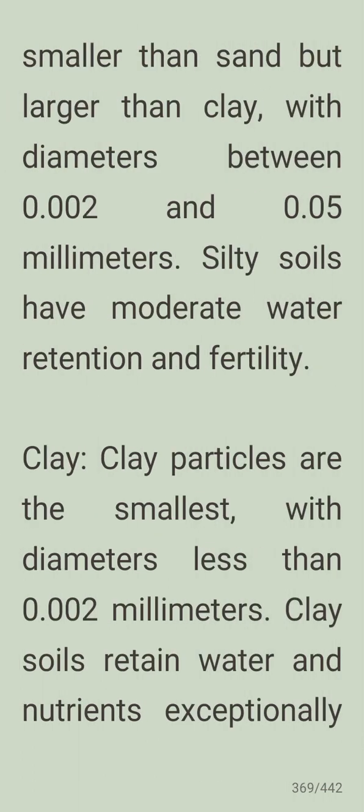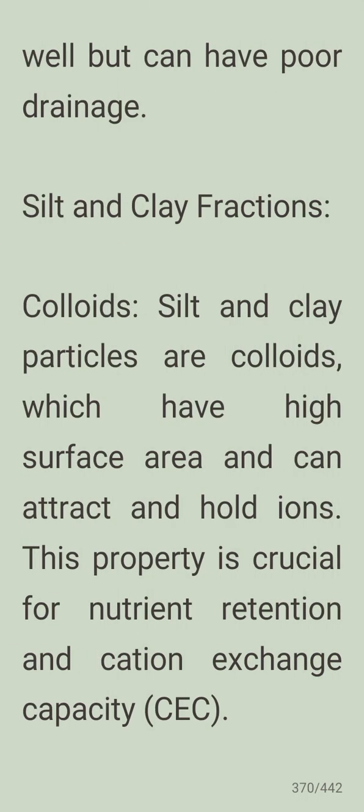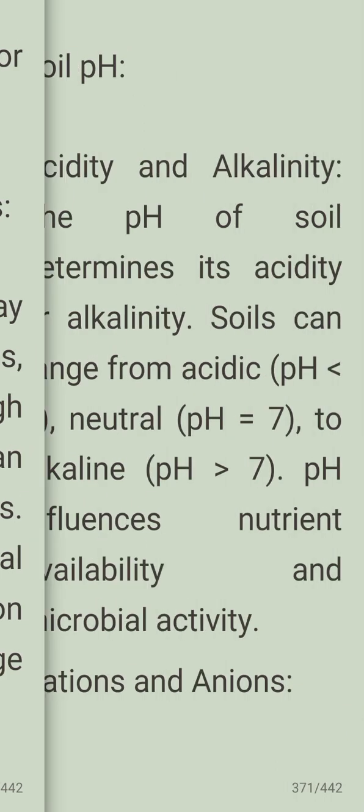Then silt. Silt particles are smaller than sand but larger than clay with diameters between 0.02 and 0.05 millimeters. So silty soils have moderate water retention and fertility. Then clay. Clay particles are the smallest with diameters less than 0.02 millimeters. Clay soils retain water and nutrients exceptionally well but can have poor drainage. Then silt and clay fractions. Colloids. Silt and clay particles are colloids which have high surface area and can attract and hold ions. This property is crucial for nutrient retention and cation exchange capacity, or CEC.